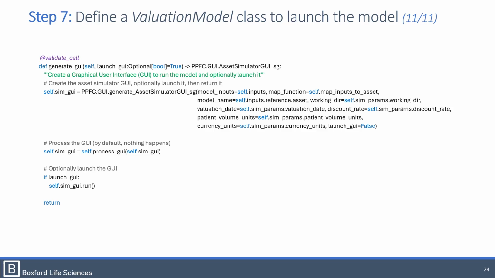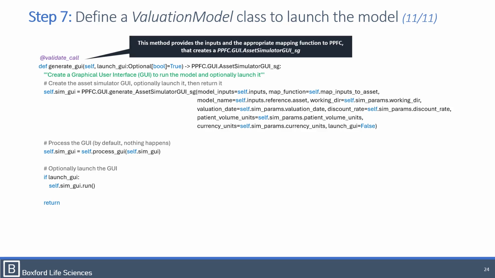We've now defined this map inputs to asset method that is going to take a set of model inputs and then provide a full description for PPFC on the model that it needs. So the last thing we do in this class is we have a method called generate GUI, which is going to create an instance of the model in a graphical user interface to run it. And the way this works is we tell it, first of all, okay, do I want to launch the GUI or not? What it does is it creates a graphical user interface that simulates the asset.